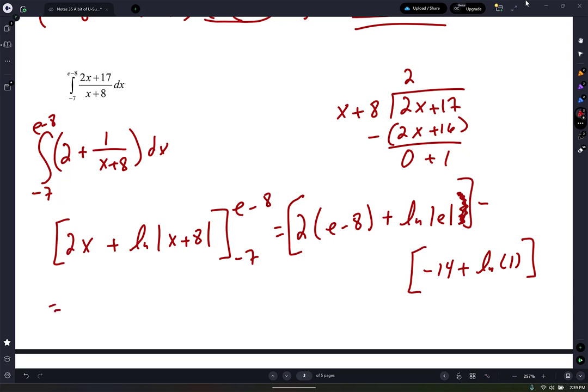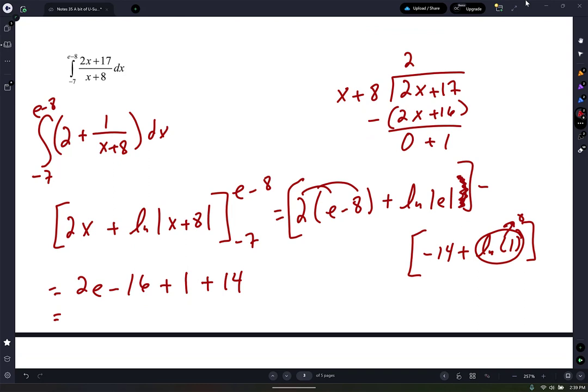Okay, let's see. So I see 2e minus 16. What's ln of e? Zero. No. One. Minus a negative is a positive, so plus 14. And then ln of 1 is 0. So let's see what this is. Negative 16 plus 15, that's negative 1. So 2e minus 1.